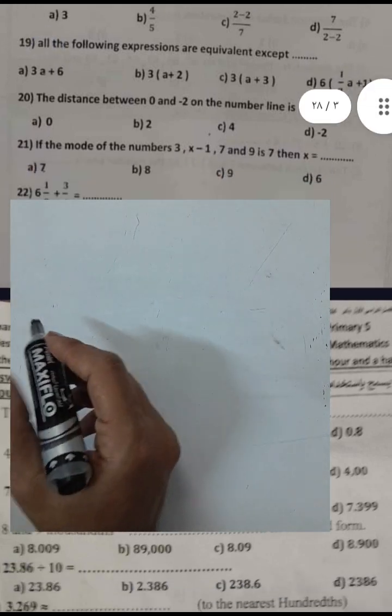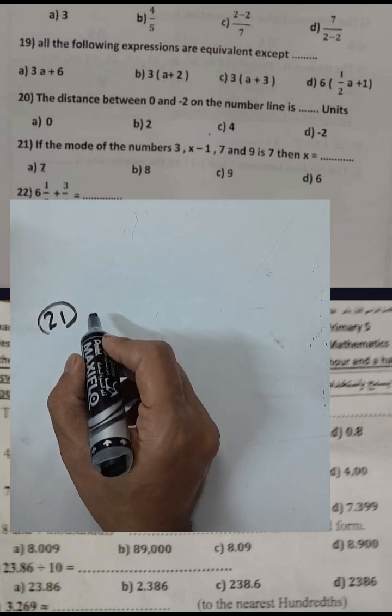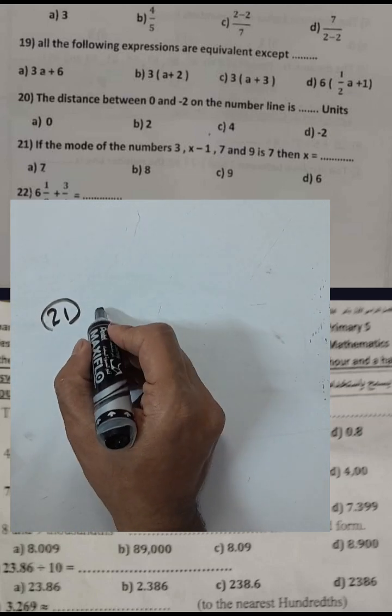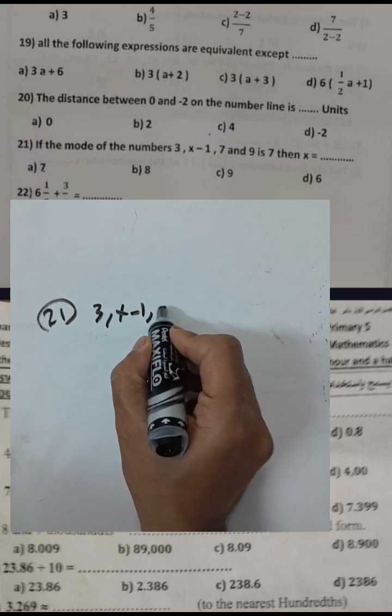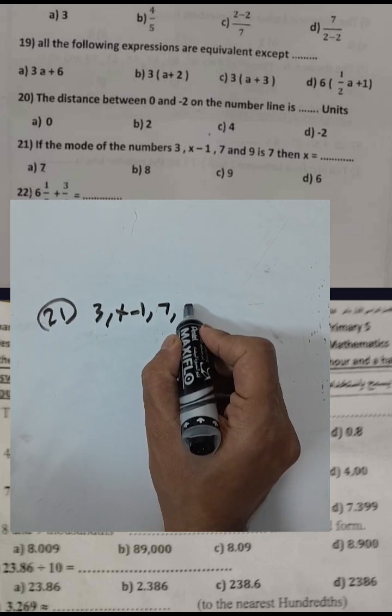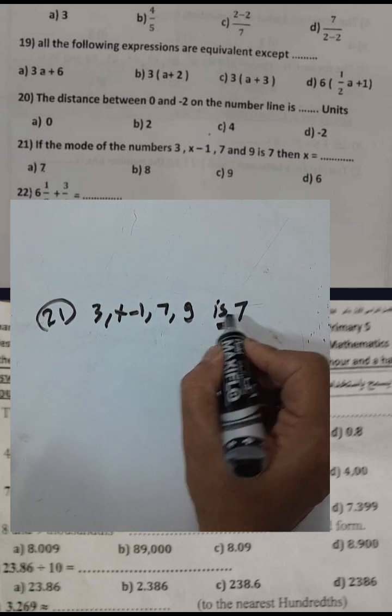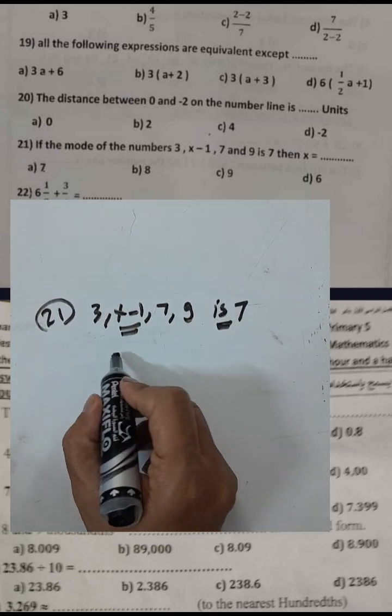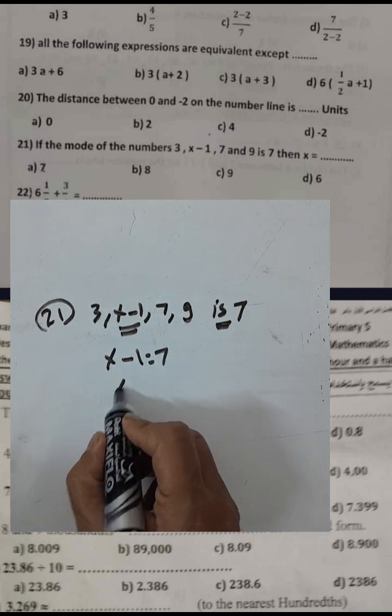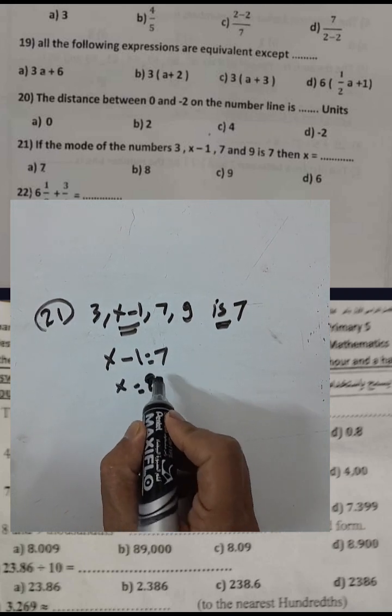Question 21. If the mode of the numbers 3, x minus 1, 7, and 9 is what? The mode was 7, meaning 7 is the most repeated. Then x minus 1 here will be 7, then the value of x will be 8. 7 plus 1 equals 8.